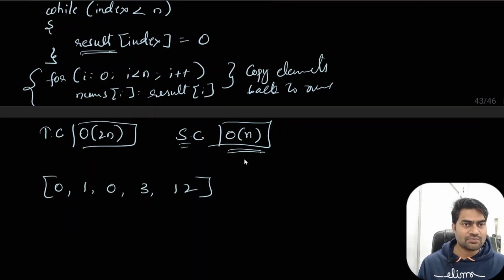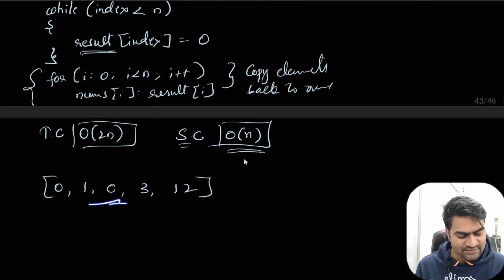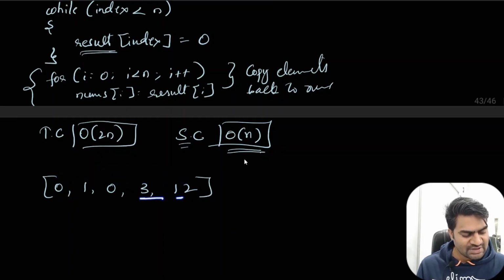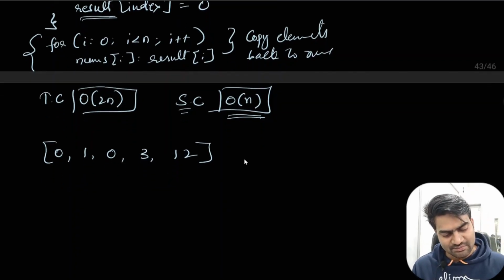Now what I will do, I will try to move my non-zero numbers towards left. So I will move this here. Then I'll move my 3 here. Then I'll move my 12 here. Then the remaining places, I will simply replace them with zeros. So let us try to do this in place now.